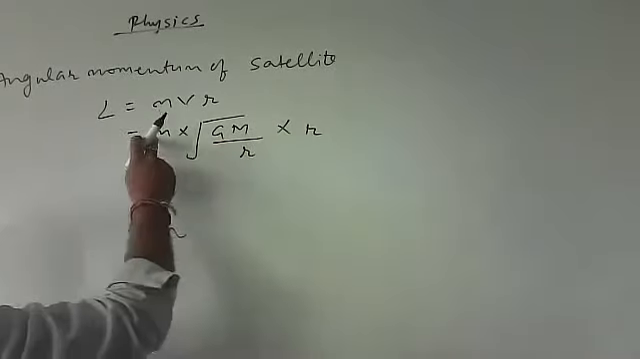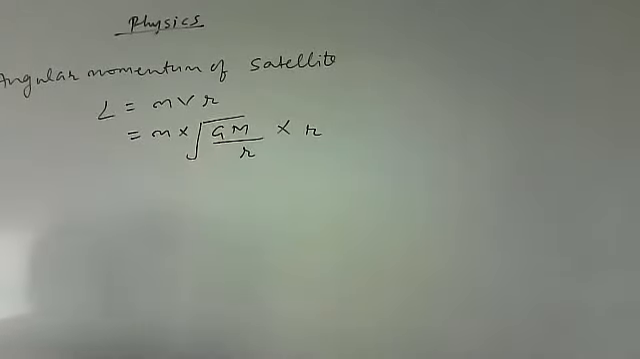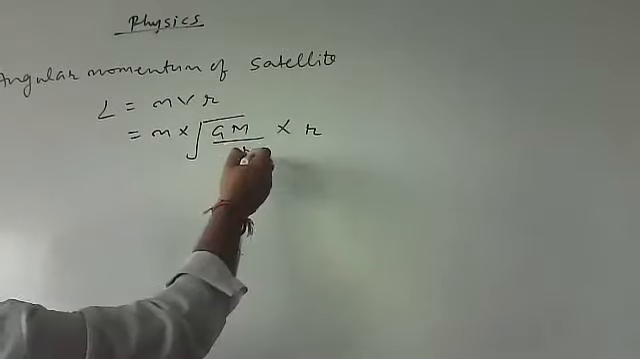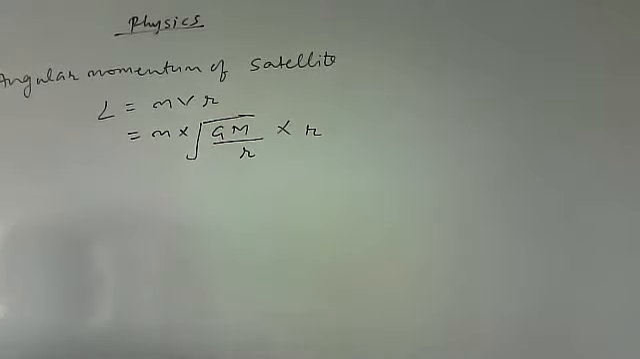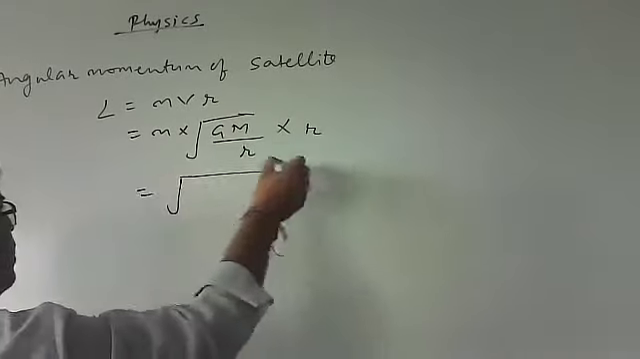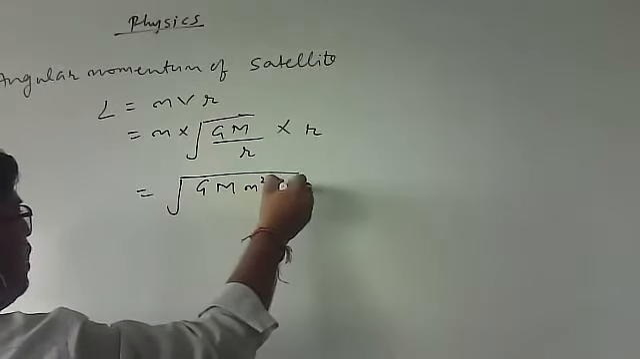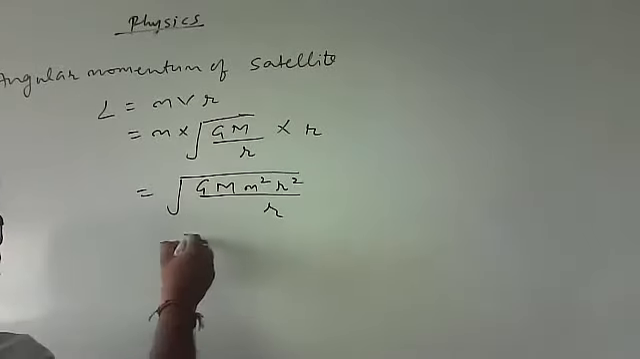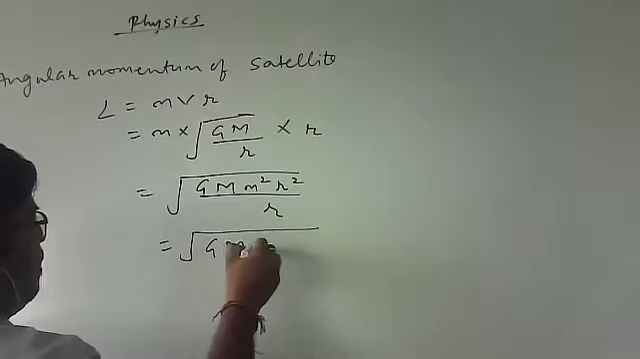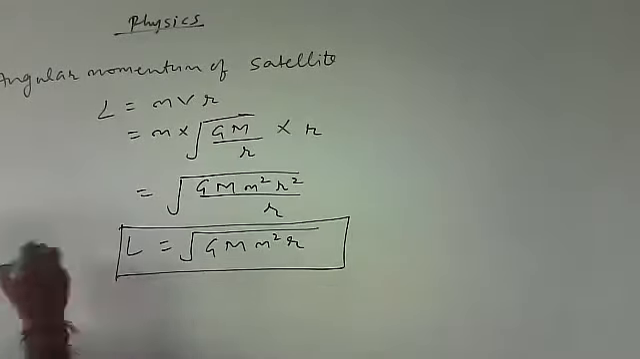Please make sure that small m is the mass of the satellite and capital M is the mass of the planet. If I am talking about the Earth, then it is the mass of Earth. And this r is the orbit radius. If I take this m and this r inside the square root, you will get GM m square r square divided by r. That means I can get only this one: root of GM m square r. That is the expression of angular momentum.